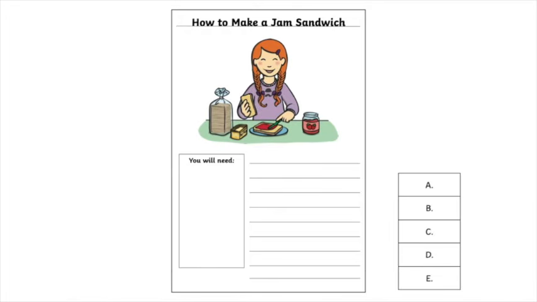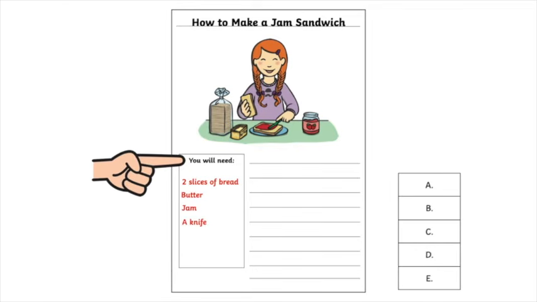On this page, we will write instructions for how to make a jam sandwich. To make a jam sandwich, you will need 2 slices of bread, butter, jam, and a knife. So this time, when we write our instructions, we will use letters to sequence the instructions. So let's begin to write.